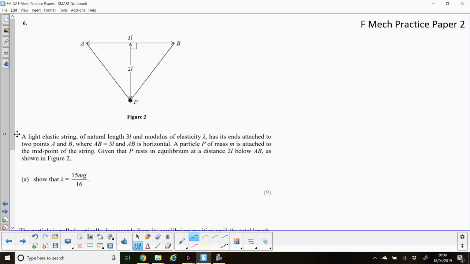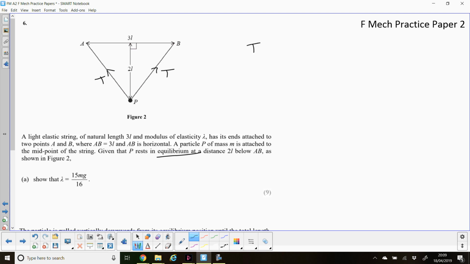Question with an elastic string, and you should think at this point about using Hooke's law. So we've got this string here, it's been stretched, so there's going to be tension in both parts of the string, equal tension. Given lots of info, we've got to show that the modulus of elasticity is this. It is in equilibrium at a distance of 2L. Right, so what do we know?